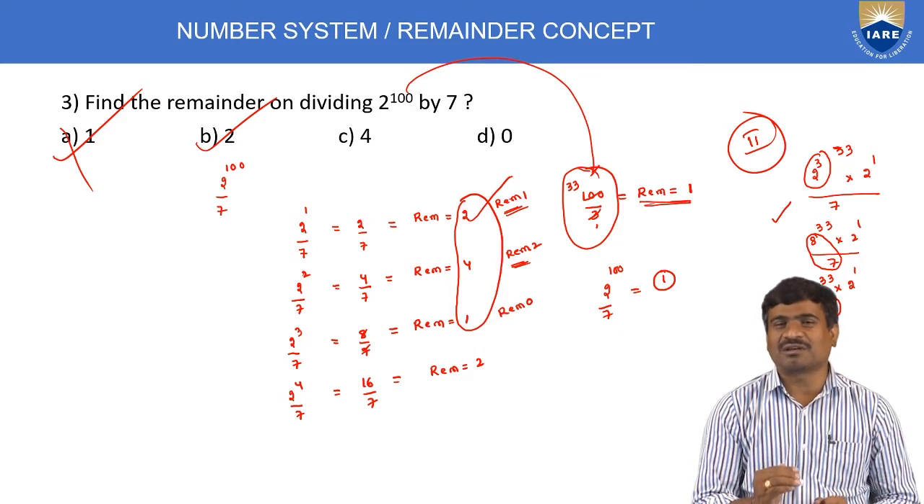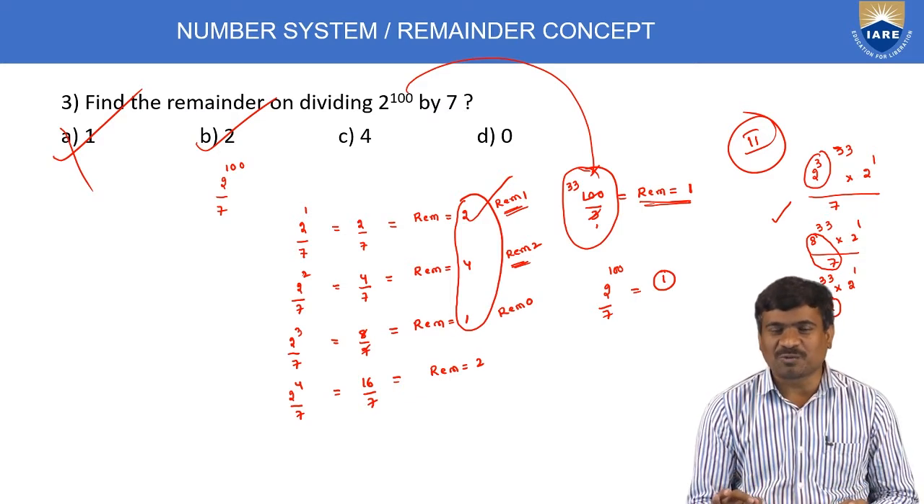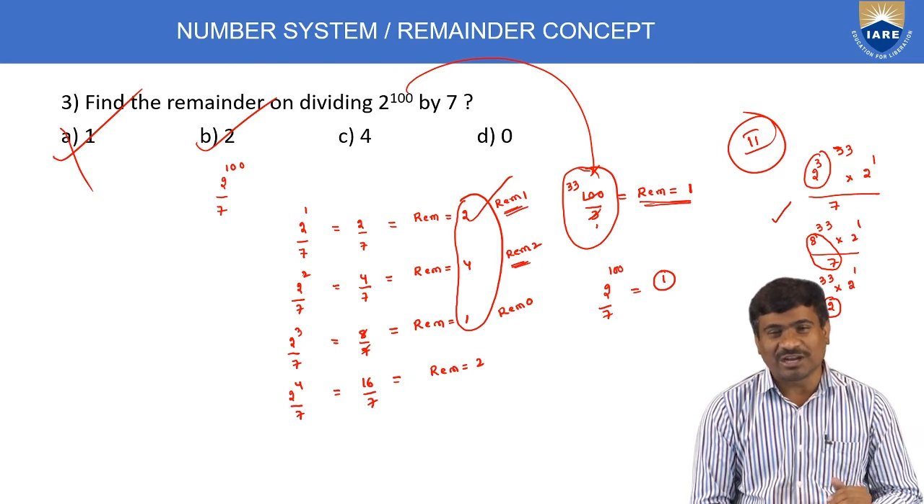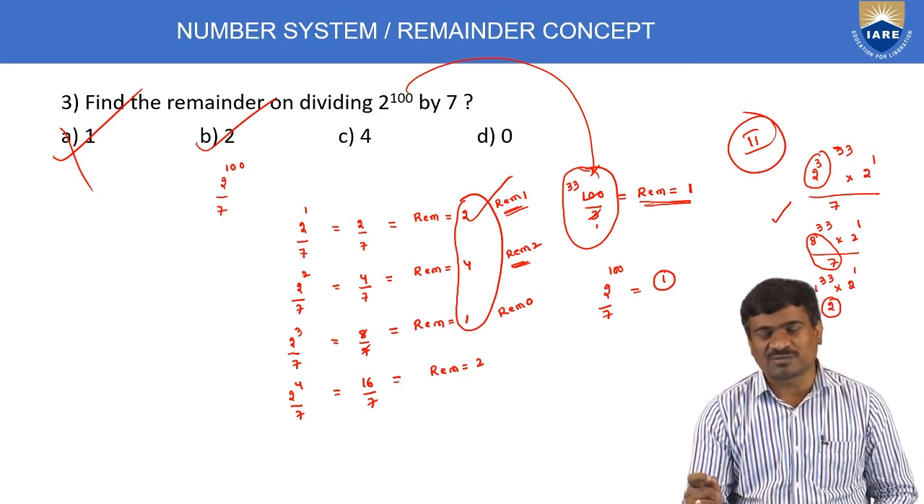8 by 7, remainder 1. 1 to the power of 33 is 1. Next, 2 to the power of 1 divided by 7. Calculate the individual remainders: 8 to the power of 33 divided by 7, and 2 to the power of 1 divided by 7.